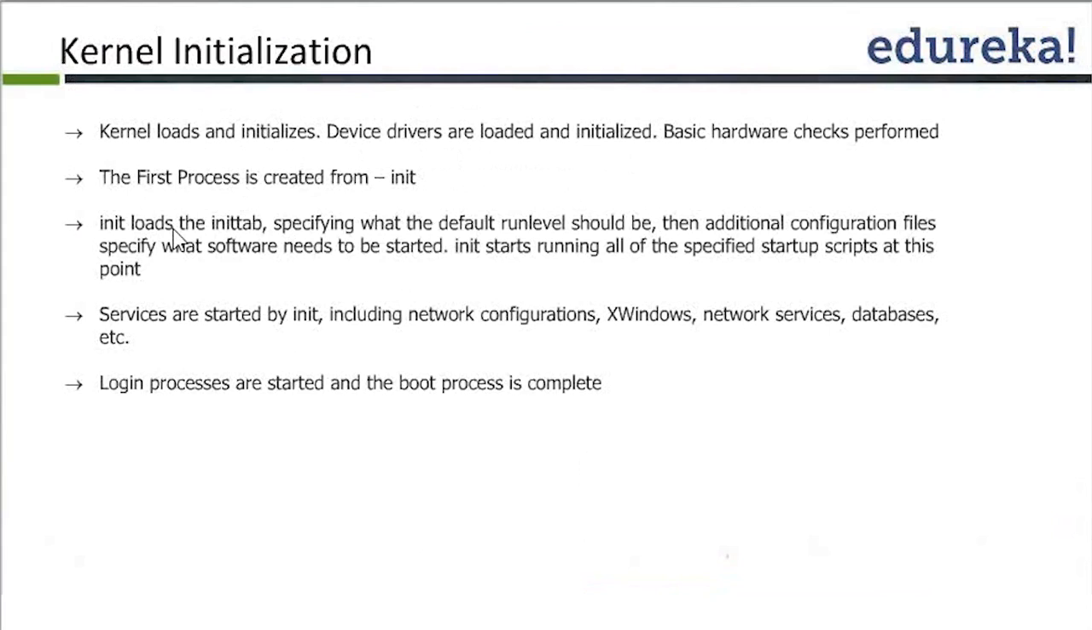So init loads the inittab specifying what the default run level should be, and then additional configuration files, whatever is there in the grub.conf. It will follow that, and init starts running all the specified startup scripts at this point. Now I will show you what these startup scripts are.